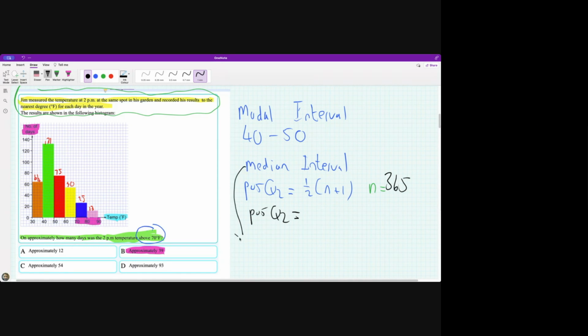So find me the position of the median, not the actual median interval yet. We're still going to get to that. What is the position of the median? It is position 183.